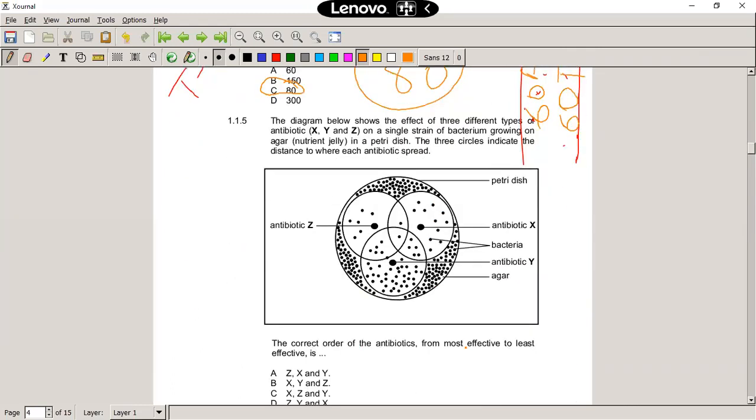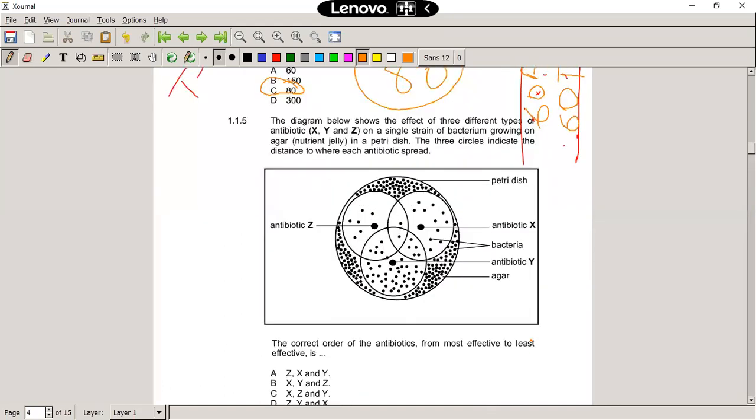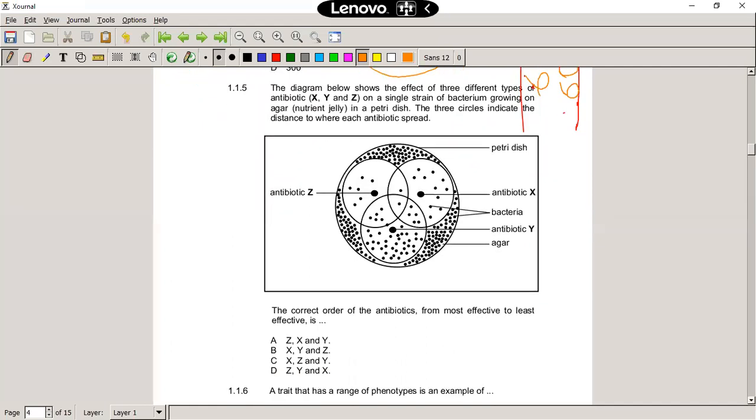Okay, then 1.1.5. The diagram below shows the effect of three different antibiotics on a single-stranded bacterium growing on agar in a petri dish. The three circles indicate the distance to which the antibiotic has spread. Now, the reason we're asking this is not about DNA, but you can answer it already. So that's why I included the question, because you had similar questions in grade 11.